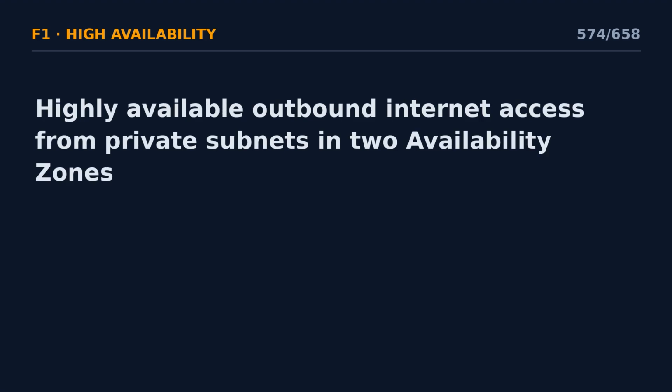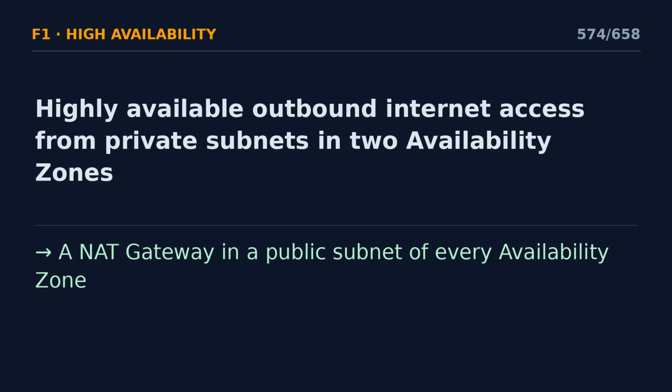Highly available outbound internet access from private subnets in 2 availability zones. Answer: a NAT gateway in a public subnet of every availability zone.